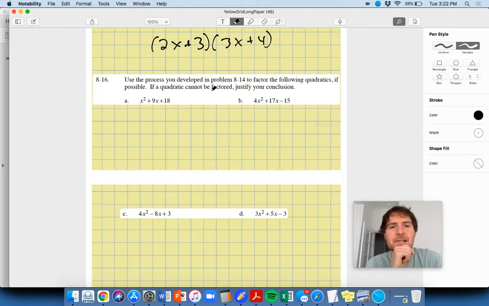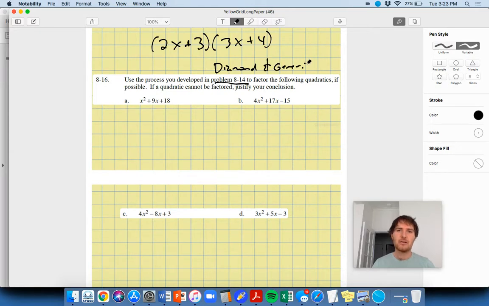It says here, use the process you developed in problem 814 to factor the following quadratics if possible. If a quadratic cannot be factored, justify your conclusion. Okay, check it out here. Well, we could set up our algebra tiles, right? We've got an x squared piece, a 9x piece, an 18x piece. We try to figure out what a rectangle looks like because then we can get our area as a product, by getting base times height. Or what can we do? Okay, our method here in problem 814 was diamond and generic rectangle.